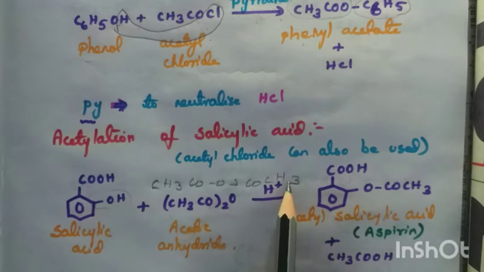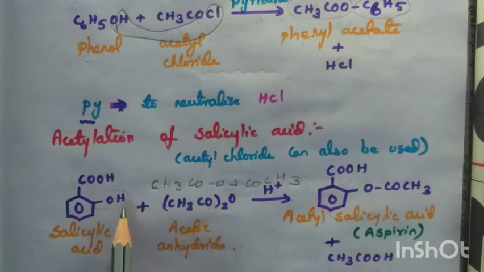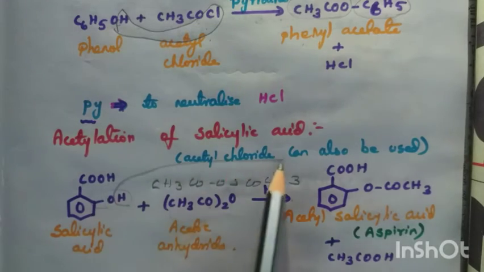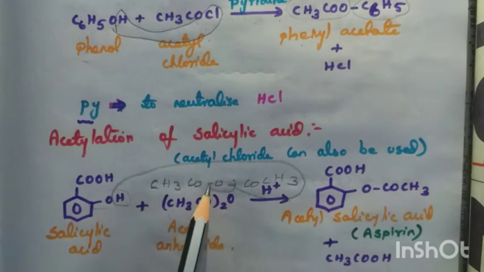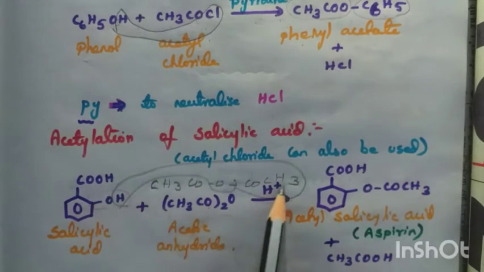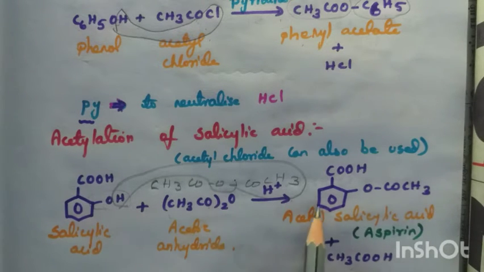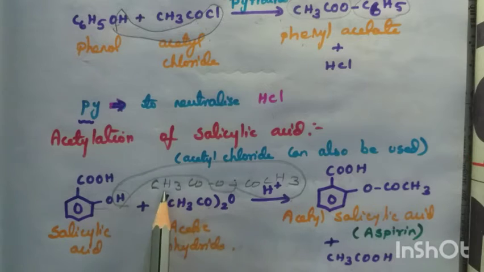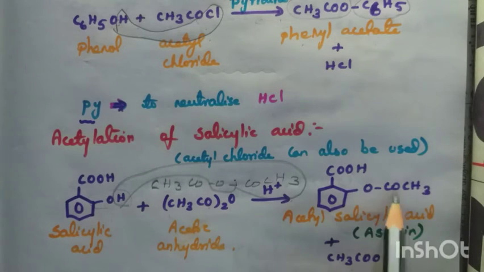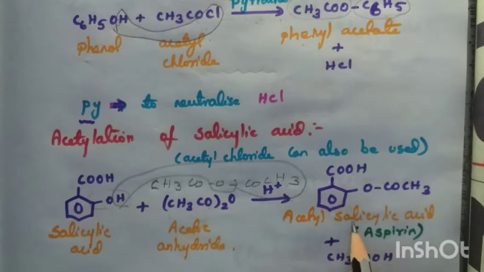CH3CO. Now which one is involved in the reaction? We are studying about the alcohol, no? So which group goes out? CH3COOH goes out, and we get the acetyl group COCH3 added here, OCOCH3. This is called acetyl salicylic acid.